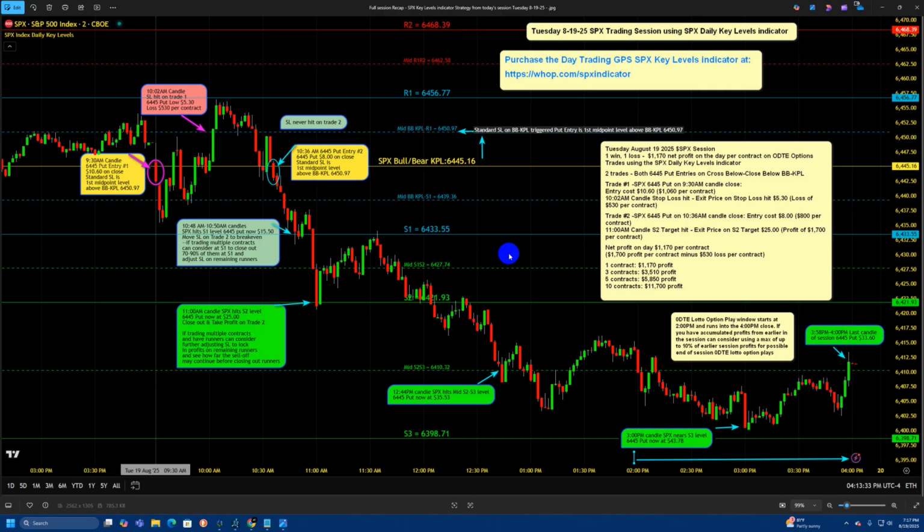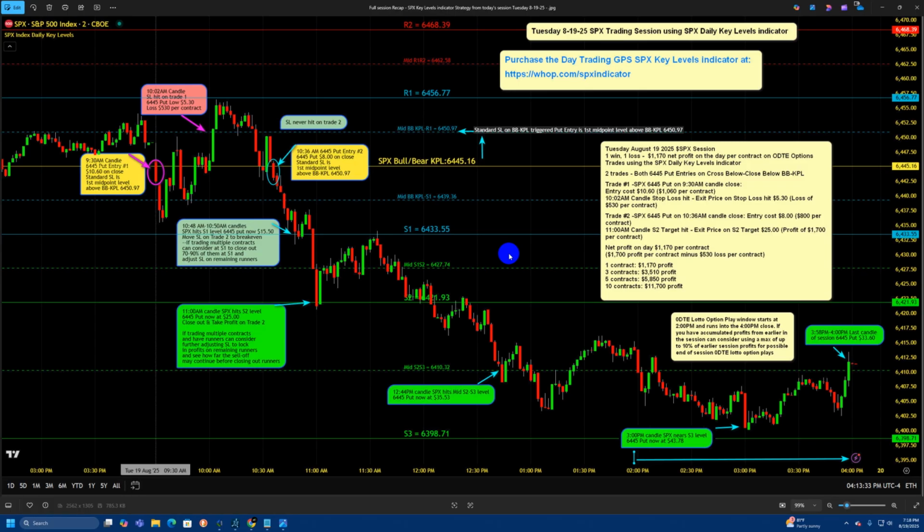This is a 2-minute chart, and the SPX Index Daily Key Levels Indicator is meant to be used, as far as day trading, on time frames of 1 minute, 2 minute, 3 minute, 5 minute, or up to 10-minute chart time frames. My preferred chart time frames for using it are 1 minute, 2 minute, or 5 minute. The majority of the time I use the 2-minute chart.